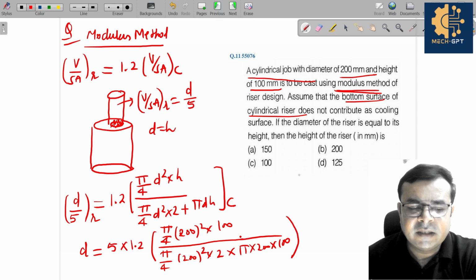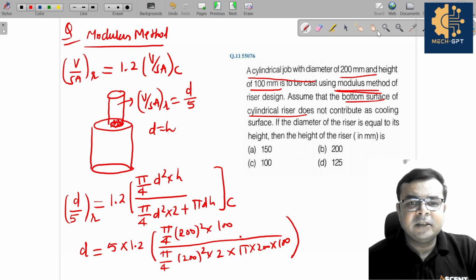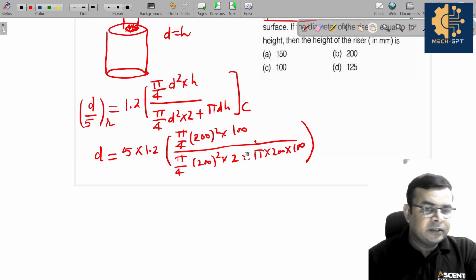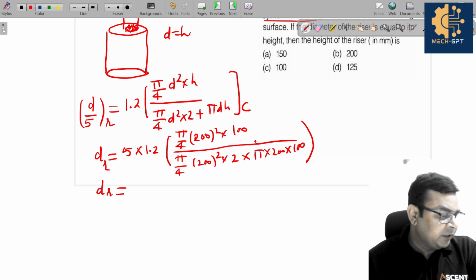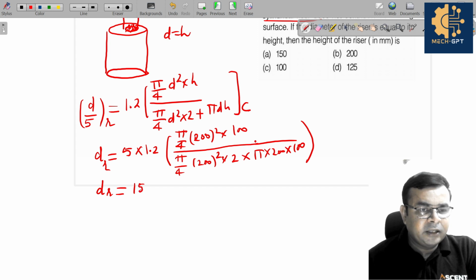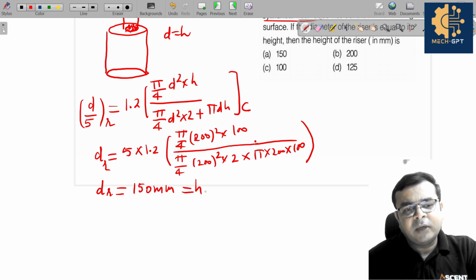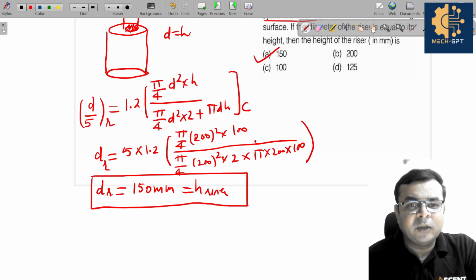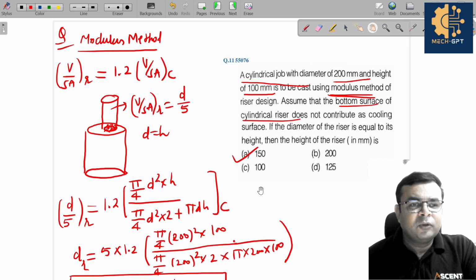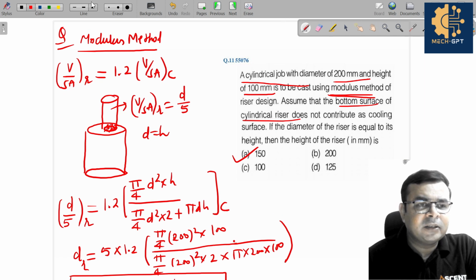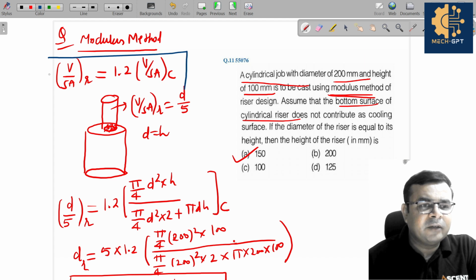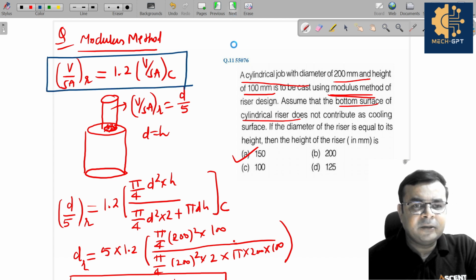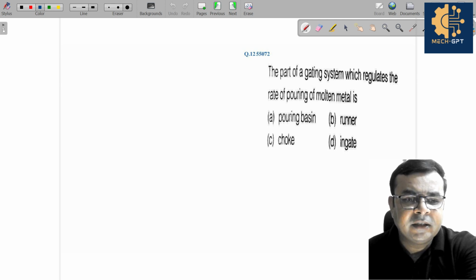So after simplifying this, we get the diameter of the riser equal to 150 mm, which is equal to the height of the riser. So 150 mm, that is option A, is the right choice. Option A is the right choice. So like this, you can solve the problem with the help of this formula, that is the modulus method for riser design. Correct? Modulus method for riser design.